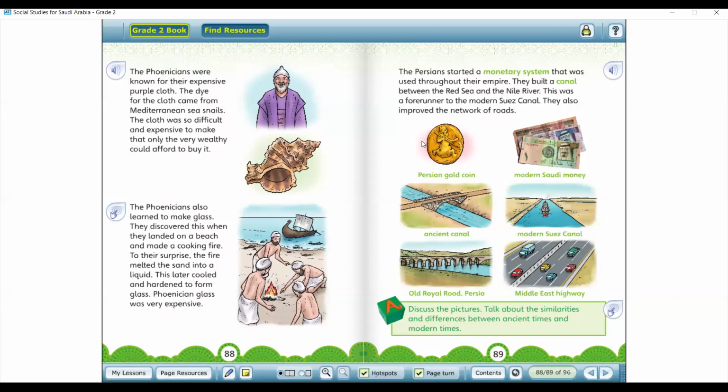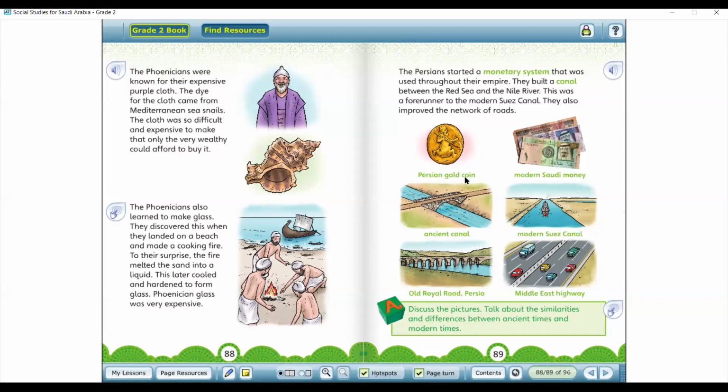The Persians started a monetary system that was used throughout the empire. They built a canal between the Red Sea and the Nile River. This was a forerunner to the modern Suez Canal. They also improved the network of roads. And here we see some of the clues that we will be having a look at in our questions.